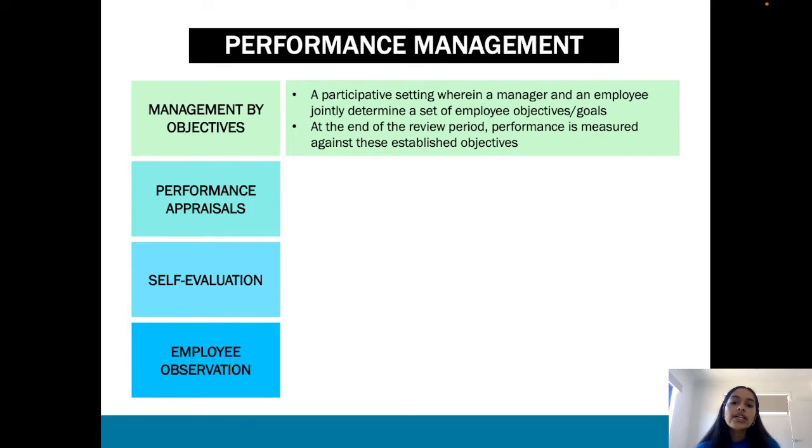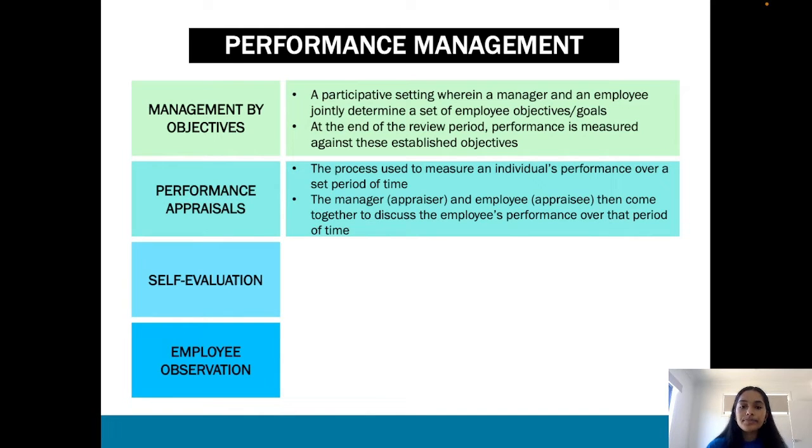So it's literally where the employee and the manager sit down together and they determine some goals that the employee will work towards, and they'll come up with a time frame. And at the end of that time frame and review period, they're going to measure the performance. How well was the employee at achieving those objectives and goals? How well did they actually end up? How well did they achieve those objectives, and what was their progress around that?